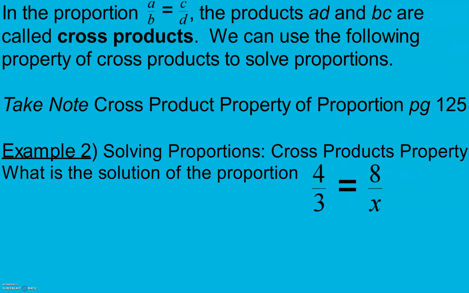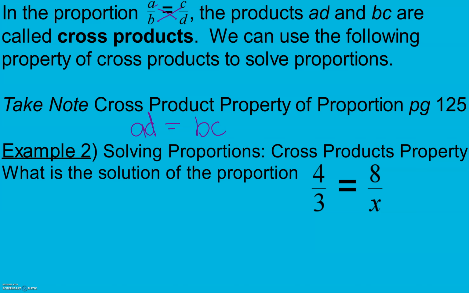In the proportion a/b equals c/d, the products a times d and b times c are called cross products. And we can use the following property of cross products to solve a proportion. And if you look at the take note on page 125, it's the cross product of proportions. And what it tells us is that we can take a times d, our cross product, and b times c, our second cross product, and set them equal to each other. Okay, cross products of a proportion have to be equal in order for it to be a proportion.